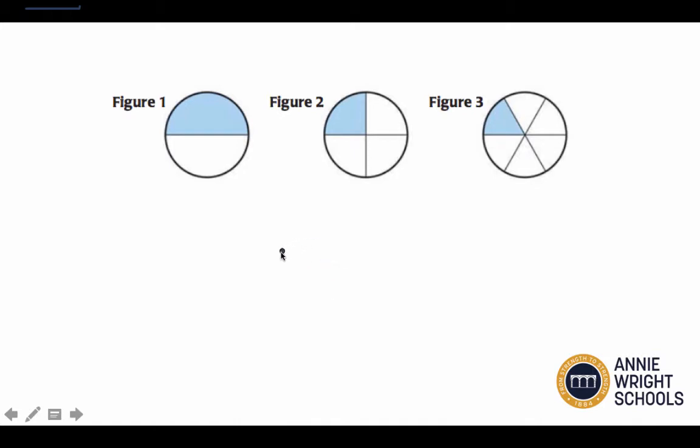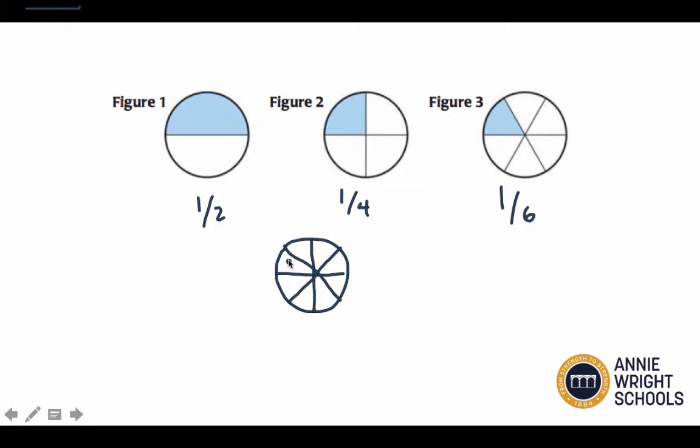Well, as you can see, we start with a full circle, we cut it in half, and we shade here. Then we cut it in half again, and we shade here. Then we cut it into sixths. So we went 1/2, 1/4, 1/6. Hopefully you got that the next one would be 1/8, and we would shade right here.